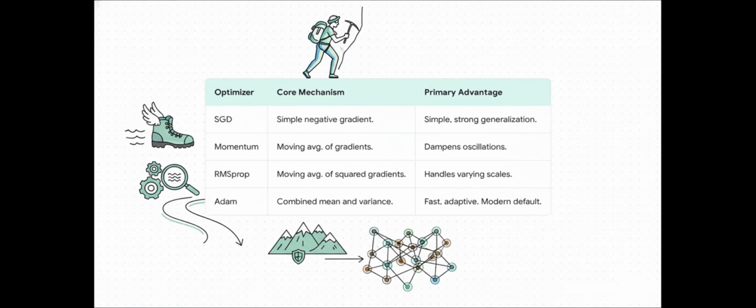And then there's Adam. It stands for Adaptive Moment Estimation, and it essentially combines the best of both worlds. It has the velocity of momentum and the adaptive step sizes of RMSprop. It's just incredibly effective, which is why it's pretty much the default choice for most deep learning today.